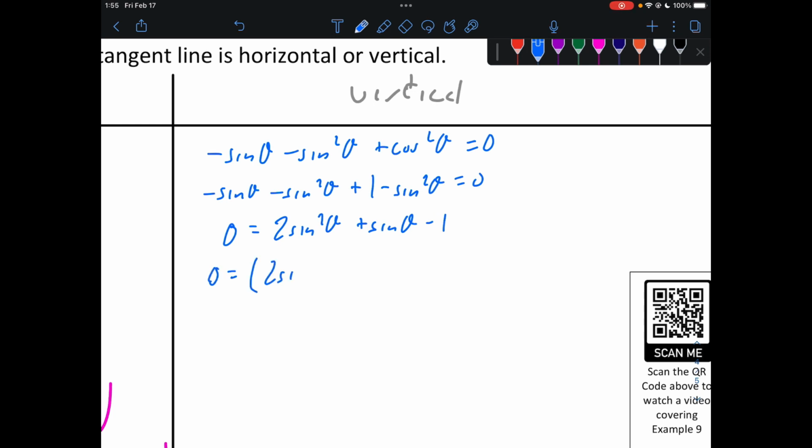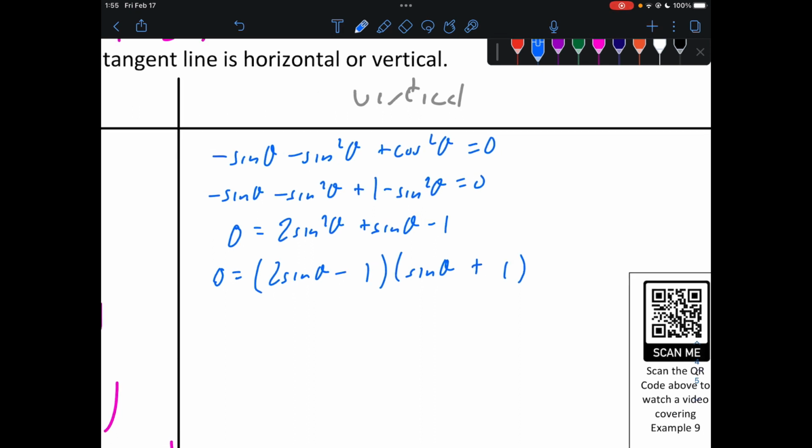So it'd be 2 sine and sine, and this would be 1 and 1. So this would be positive and negative. So sine theta equals 1/2, or sine theta equals negative 1. So theta is either going to be pi over 6 or 5 pi over 6 or 3 pi over 2.